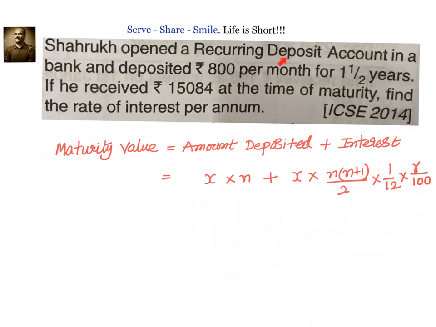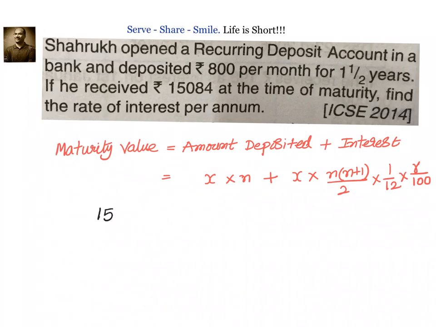Shahrukh opened a recurring deposit account in a bank and deposited 800 rupees per month for 1.5 years, that is 18 months. If he received 15,084 at the time of maturity, find the rate of interest per annum. Let's understand what we need to find out. We need to find out R. What has been given to us? We know the maturity value, we know X value, we know N value. So remaining all are known values. Only the thing we have to calculate is R value. So we can go ahead directly and substitute to solve this simple problem.